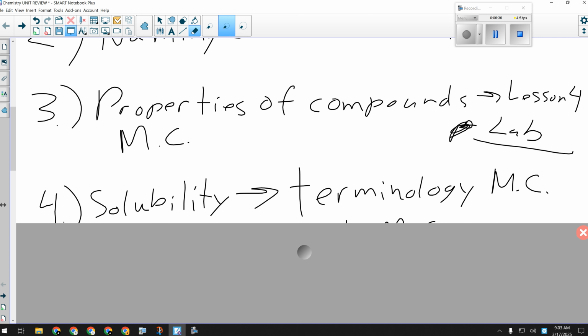Solubility. So that would be lesson 7, which is solubility and the polar nature of water. There's a lot of terminology tested in the multiple choice. So what's a precipitate? What's a heterogeneous or homogeneous mixture, or those kinds of things. Know the terms, so that you can answer those questions.